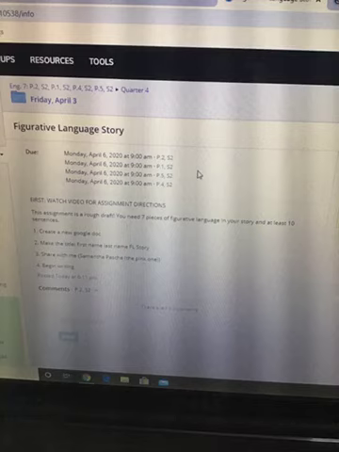Now for Monday, here's what you need. You do not have to have the whole story written. You need 7 pieces of figurative language in your story and at least 10 sentences. So basically, for Monday, you need 10 sentences. 7 of those sentences need to be figurative language. If you have questions, you will have questions.